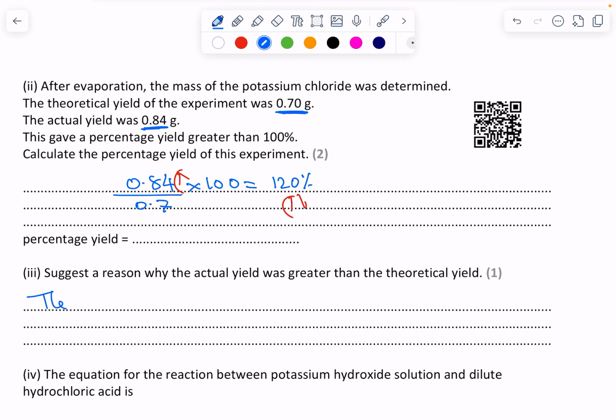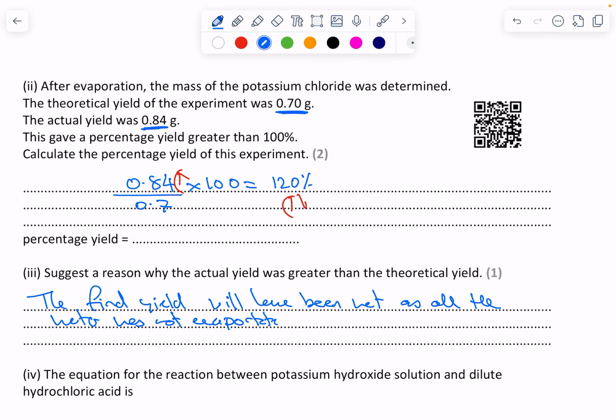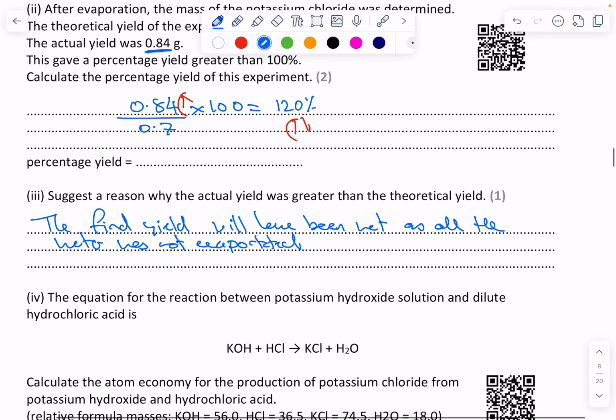This is because the final yield will have been wet, as all the water was not evaporated.